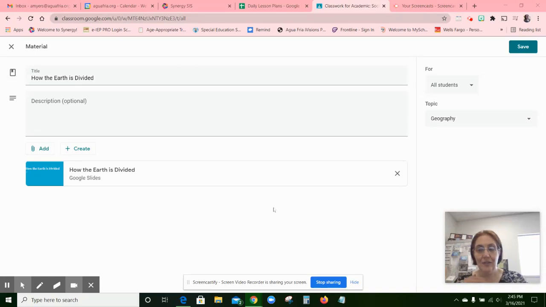All right, welcome to the next Screencastify for your Geography Interactive Notebook. This is for the first section, which is how the Earth is divided. I think we did start working on this, but I can't remember. I don't know if we did this before the break or not. But either way, it's still part of your interactive notebook, so you are going to need to put it together.